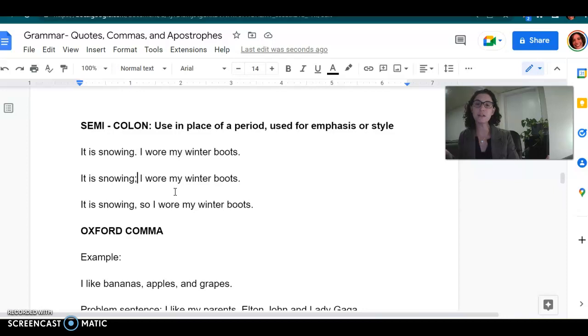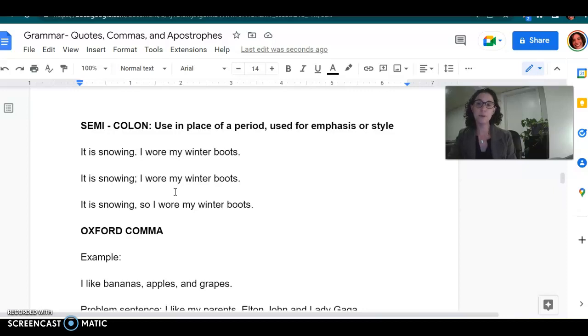Why would you want to use a semicolon? Emphasis or style, two ideas are linked together and you just don't feel like using the comma. It is snowing, semicolon, I wore my winter boots. Play with it if you want, but know that you are never required to use a semicolon.